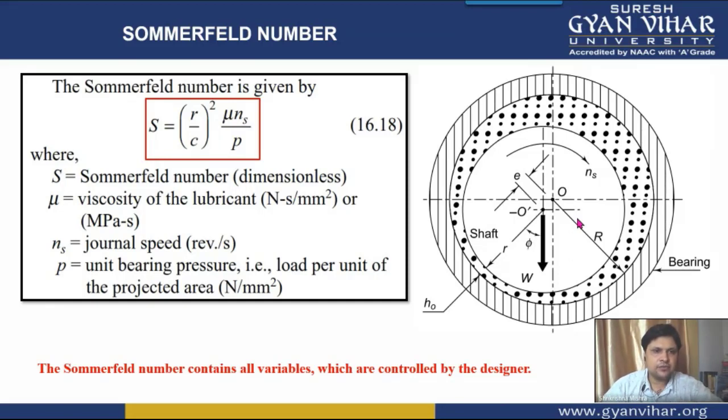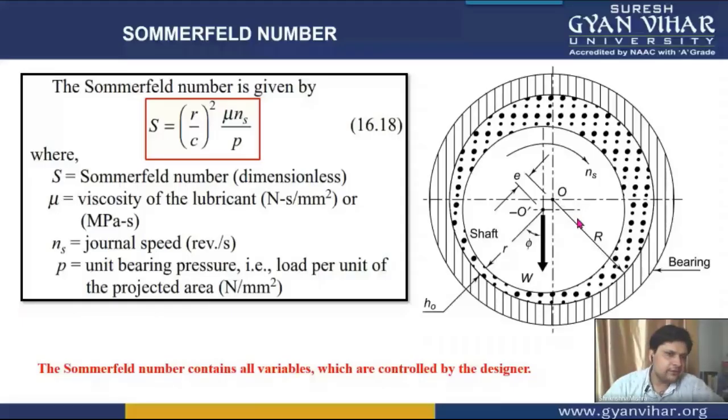First of all, as I have told you, Sommerfeld number is a very important number because it has all the variables which are controlling the design of the bearing. All the variables which are very important for the design of bearing are here. Many questions are asked in competitive examinations on this Sommerfeld number. So S is equal to (R/C) whole square times μ n_s / P. This particular formula, this particular number, is your Sommerfeld's number.